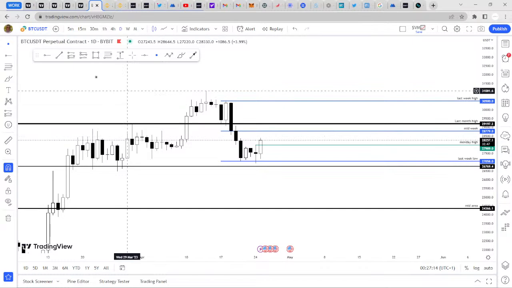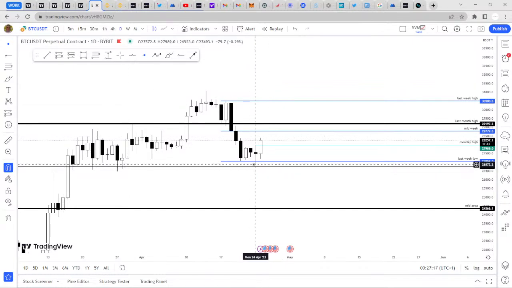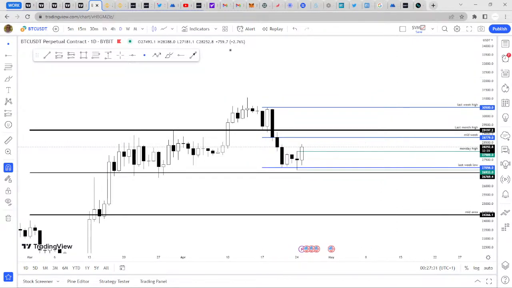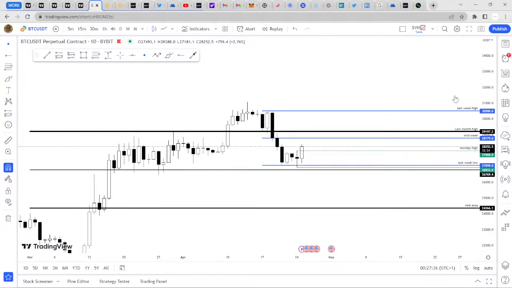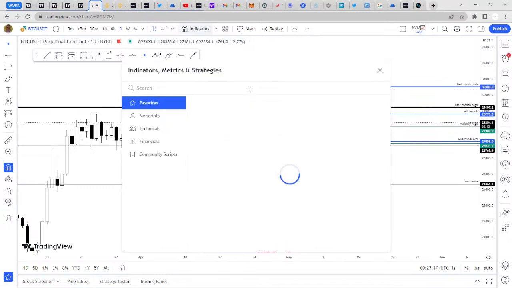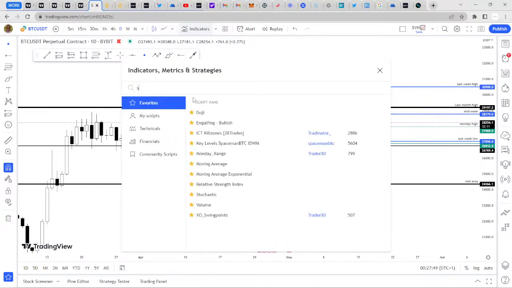Also, when picking out levels to mark, another level you can take note of is the monthly open and weekly open, right? To make things easier, you can always make things easier for yourself. There's an indicator on TradingView that helps you mark out all of these areas easily, like the way I'm mapping out Monday's high and Monday's low. Let me show you guys. When I click on indicators, you just search spaceman.